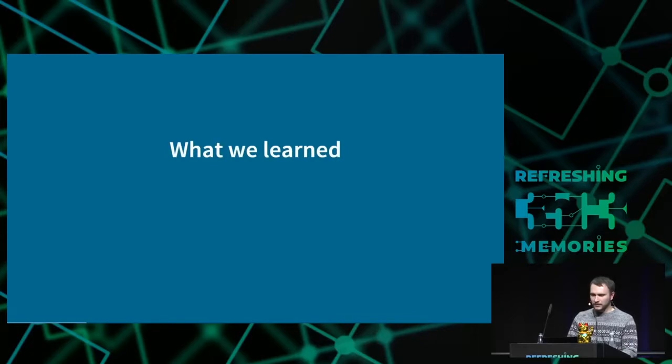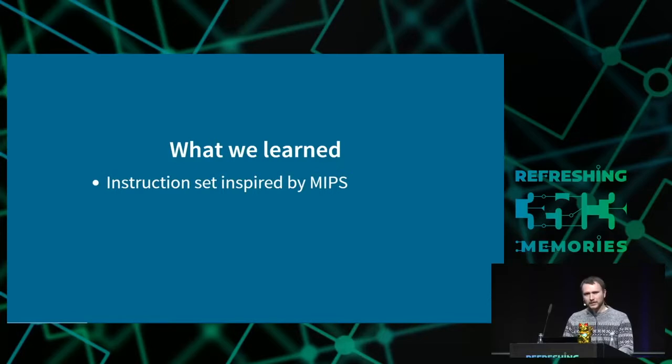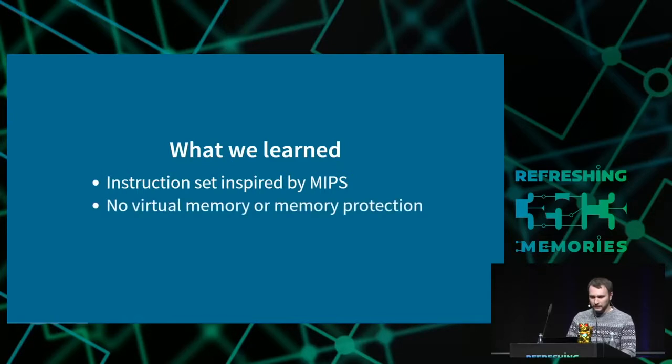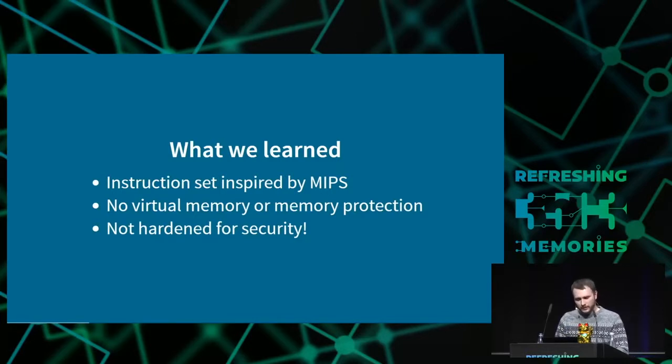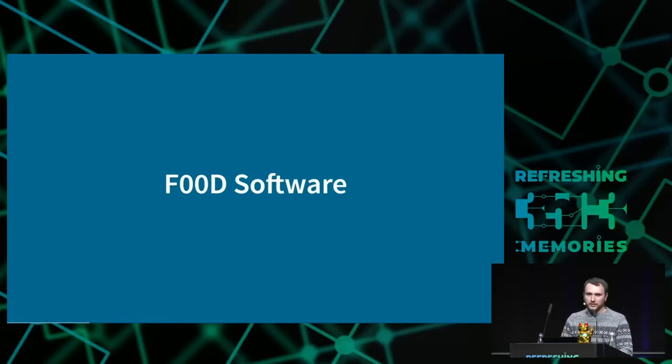So overall, what we've learned about the hardware is that the instruction set is heavily inspired by MIPS. It doesn't have any of the weird delay slot or anything like that, but the actual instruction format is pretty much the same. There's no virtual memory, and there's no memory protection whatsoever, so it runs purely on physical memory. It's not hardened for security, so this is very interesting. There's no ASLR, there's no execute bits. Odd choice for a secure coprocessor. We thought that it wasn't very secure, so whatever. Next thing we're going to talk about is the actual software running on FUD.